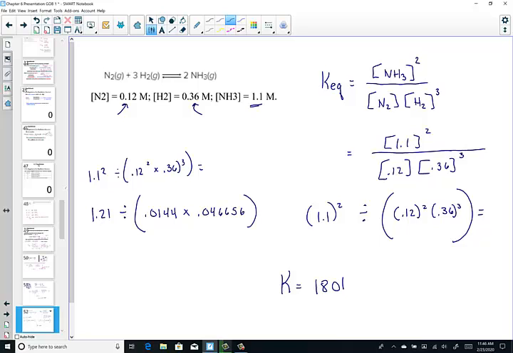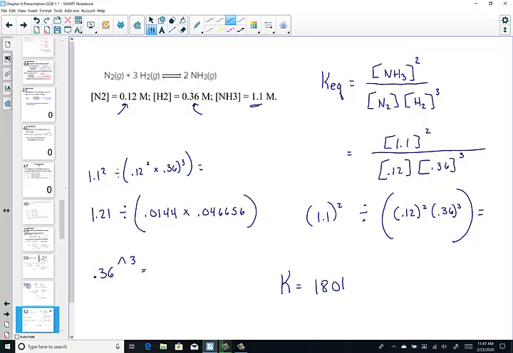0.046656. If you're unsure how to cube, this is how I did it. I hit 0.36, and I used my caret key on my calculator. Do you see that little caret key, the little arrow pointing up? That's the caret key. And you could hit cubed that way. And that's how I hit it. 0.36 caret key 3.